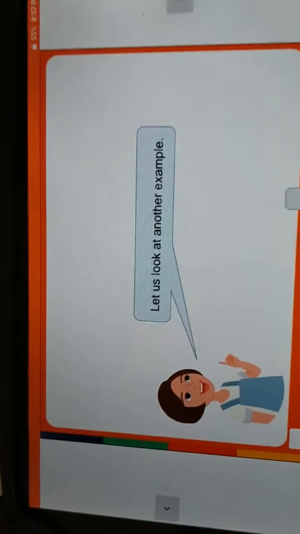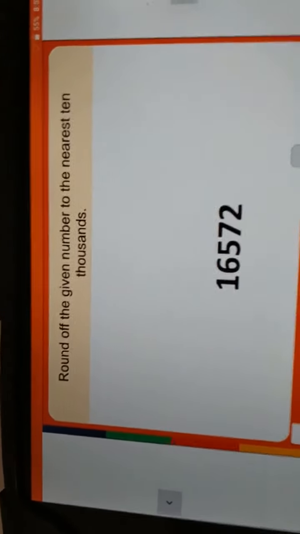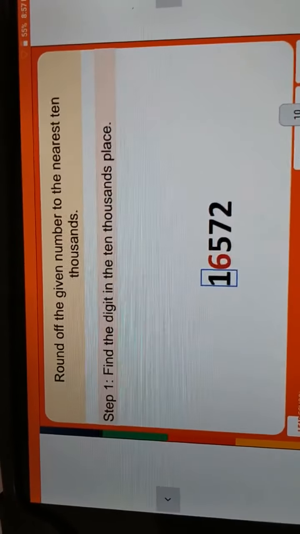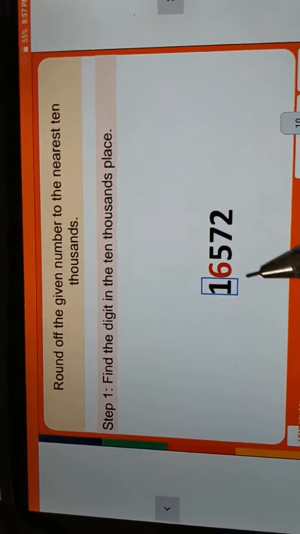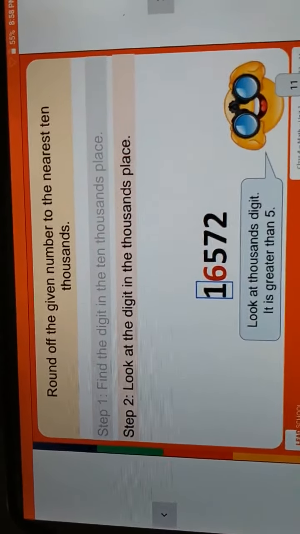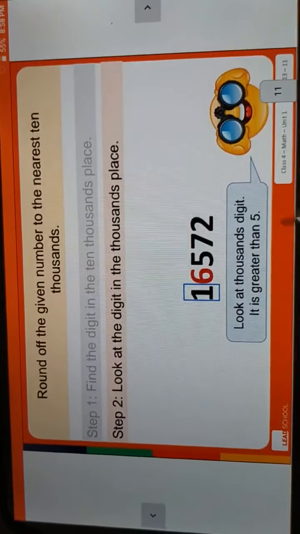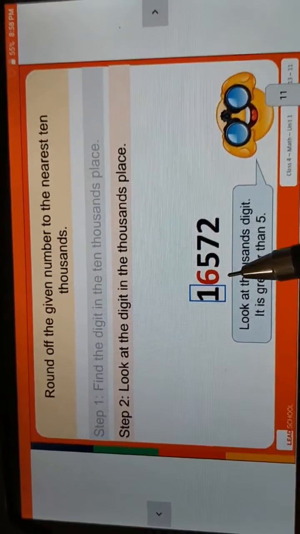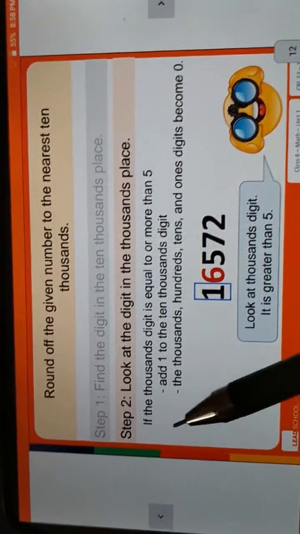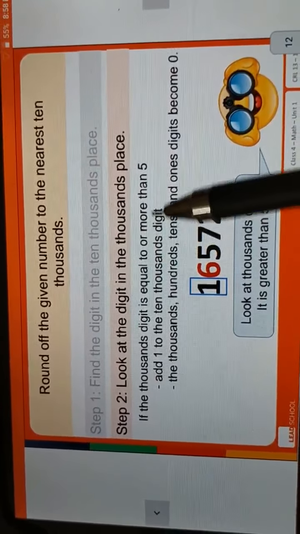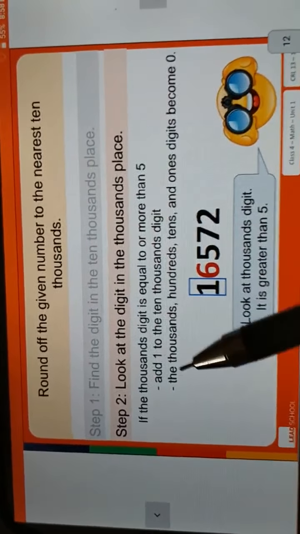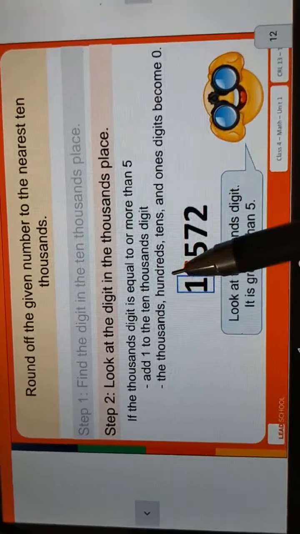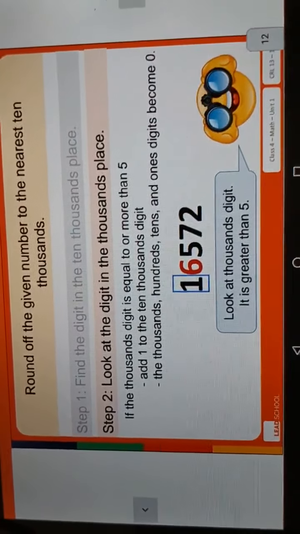Okay students, now next we'll check another example. 16,572 is there. First of all we have to find the digit in the 1,000 place. Now we have to check whether the digit is less than 5 or not. Here it is 6. 6 is greater than 5, not less than 5. So if the 1,000 digit is equal to or more than 5, add 1 to the 10,000 digit. The 1,000, 100, tens and ones digits become 0.